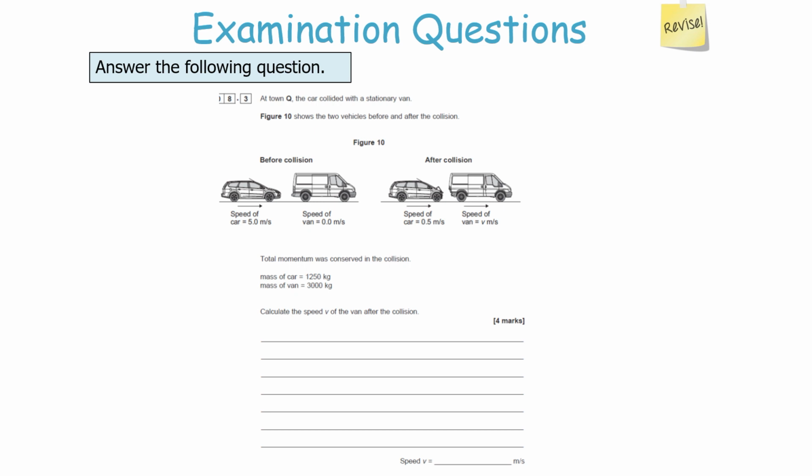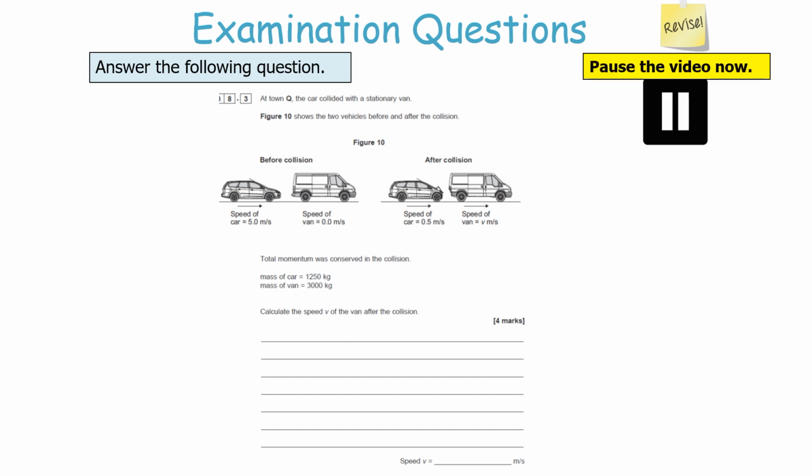The next question says, at town Q, the car collided with a stationary van. Figure 10 shows the two vehicles before and after the collision. The total momentum was conserved in the collision. Calculate the speed v of the van after the collision. So pause the video now, then unpause the video when you want to go through your answer.